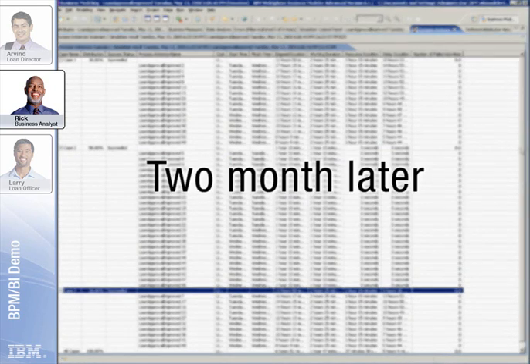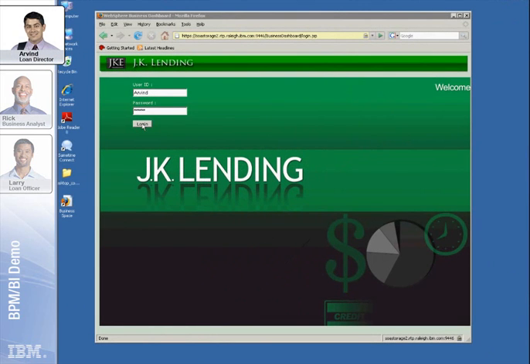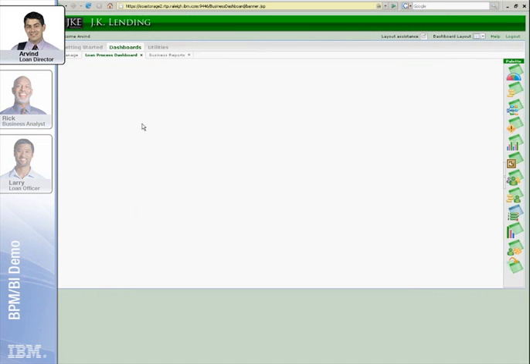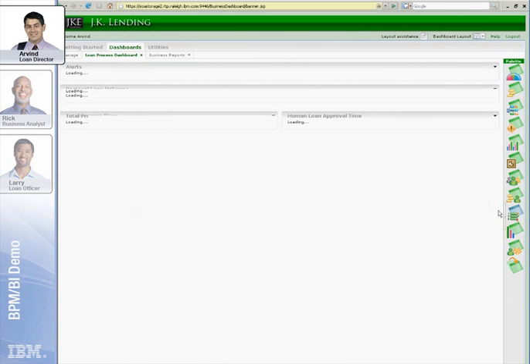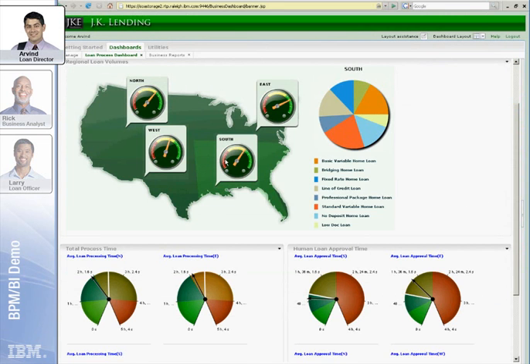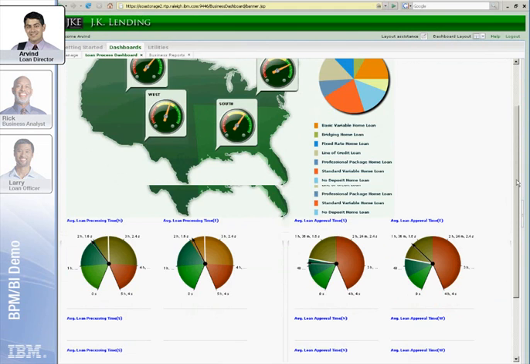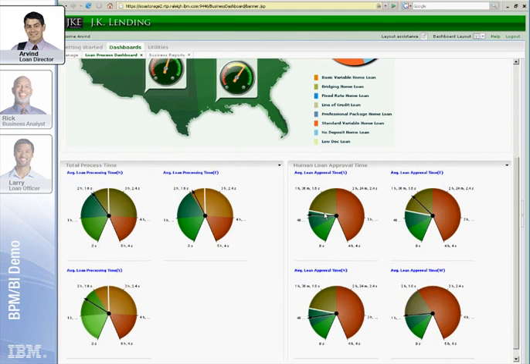2 months later, we revisit Arvind, the loan director. He logs into his business space to look at the performance of the loan processes. He first takes a look at the processing volume, and he's happy to see that the process changes have resulted in higher processing volumes across the board. Scrolling down, he sees that processing times have also improved significantly and are now all within target values.